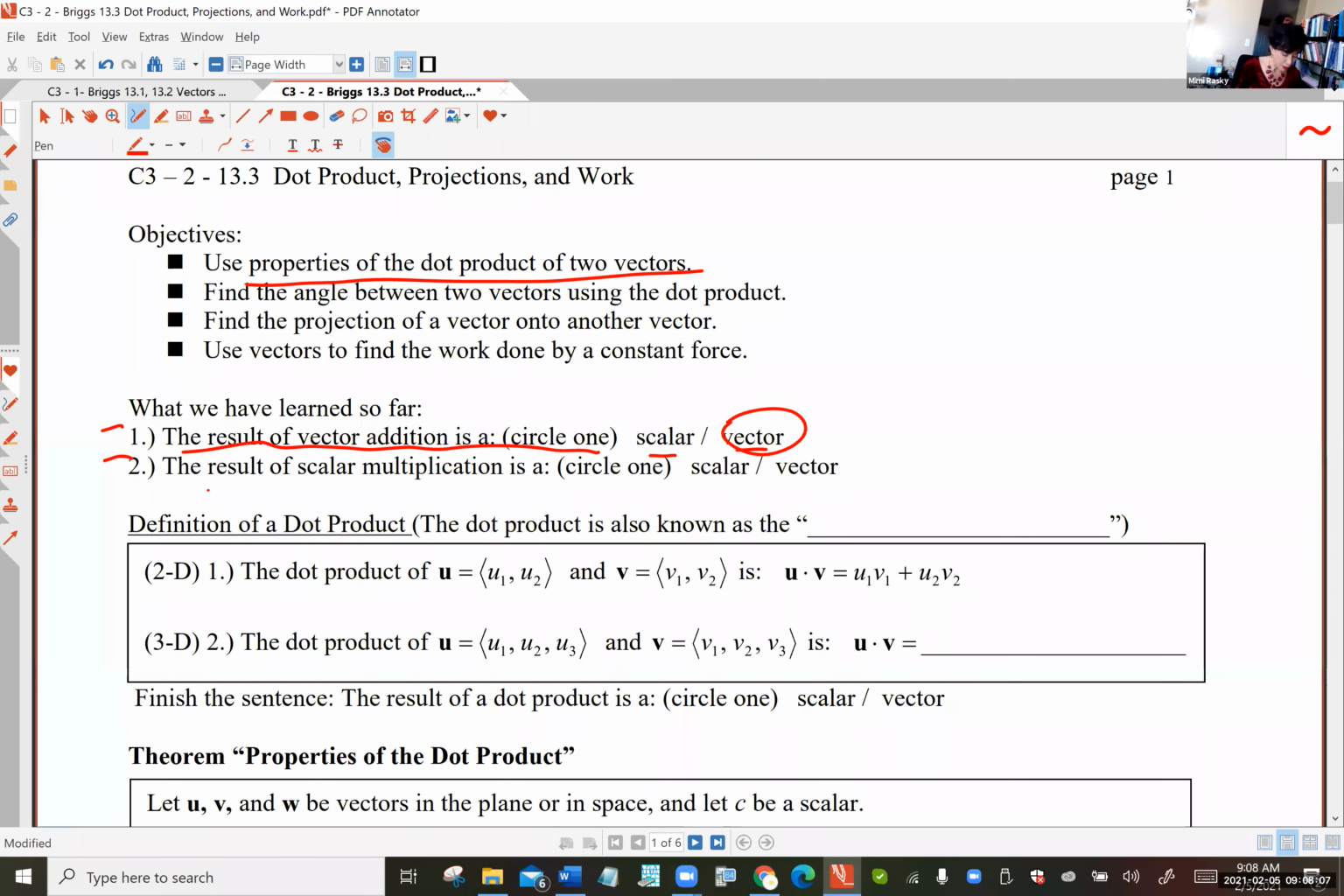Okay, how about when you multiply a scalar with a vector? Do you get a scalar or a vector?